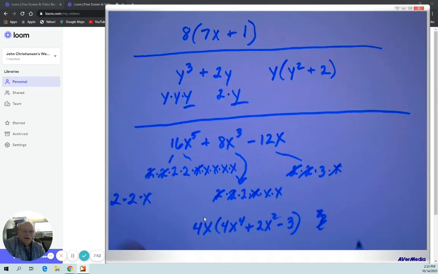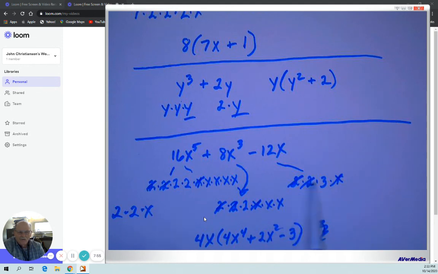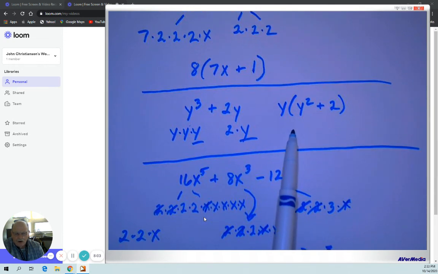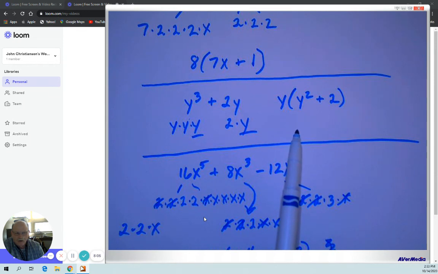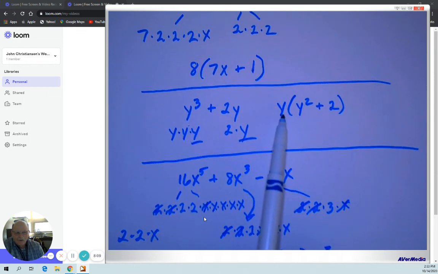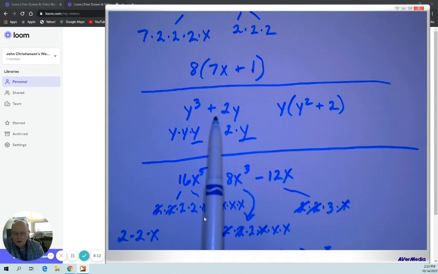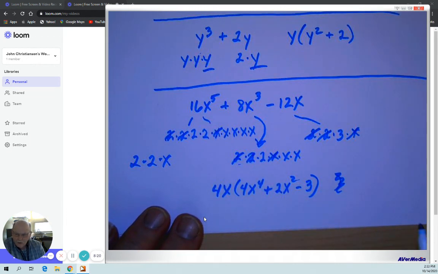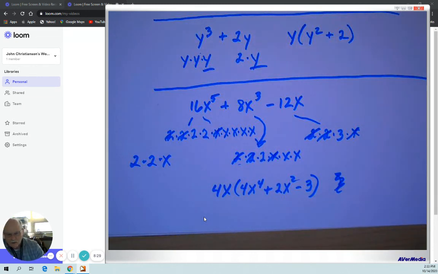Now when we're doing this, I hope that you're starting to notice that we're really doing the opposite. As a matter of fact, we are doing the opposite of distribution, right? Because if I distributed this y in here, I would get y cubed plus 2y, right? If I distributed this 4x, that's what I would get up here. So I'm undoing distribution by doing this. And you know, they get a lot more complicated, but I'm not going to do another more complicated one right now. I'll get to it in the next video.